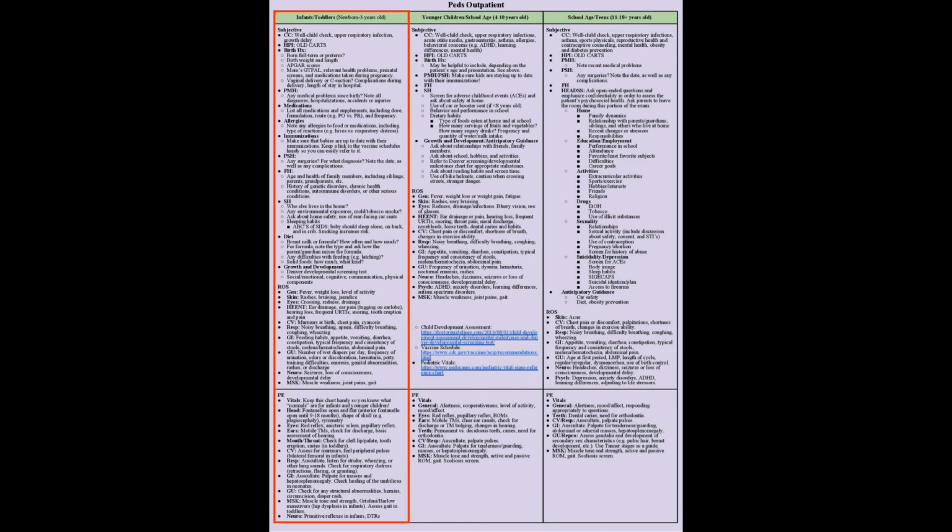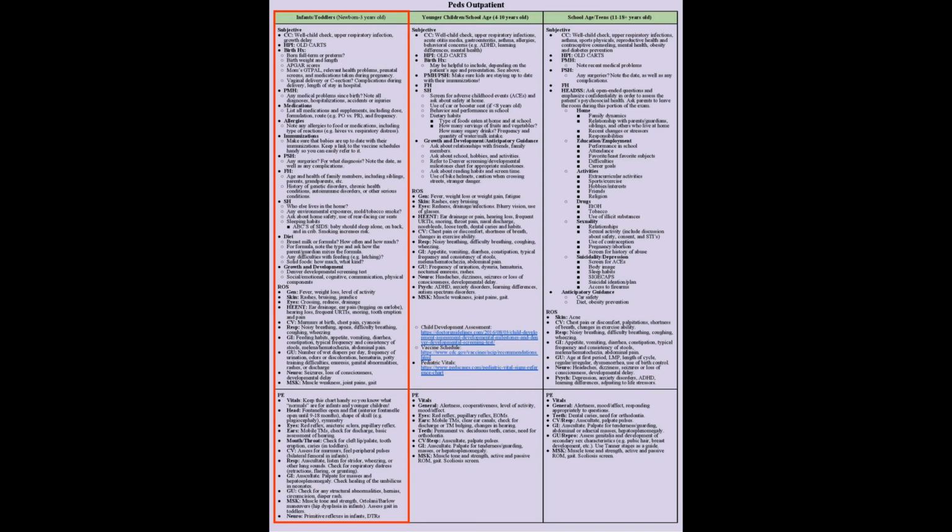You want to ask about how the baby was delivered. Was it a vaginal delivery or C-section? Were there any complications during delivery? How long did they stay in the hospital? Did they have to stay in the NICU at all? That's really important to ask about as well, because you want to know about any major problems that the baby had before they came to visit you.